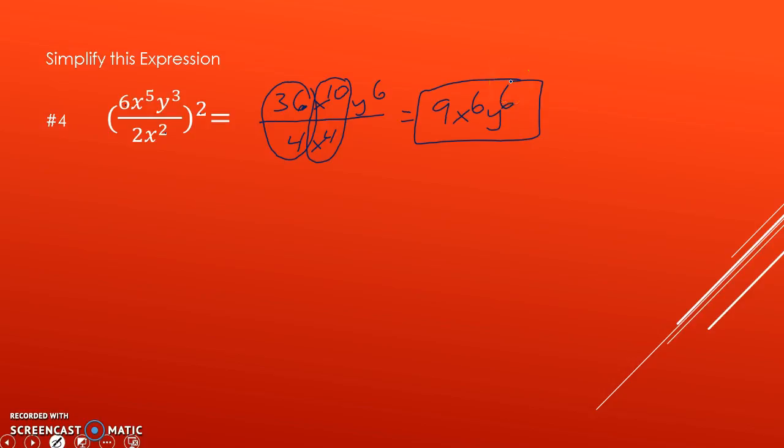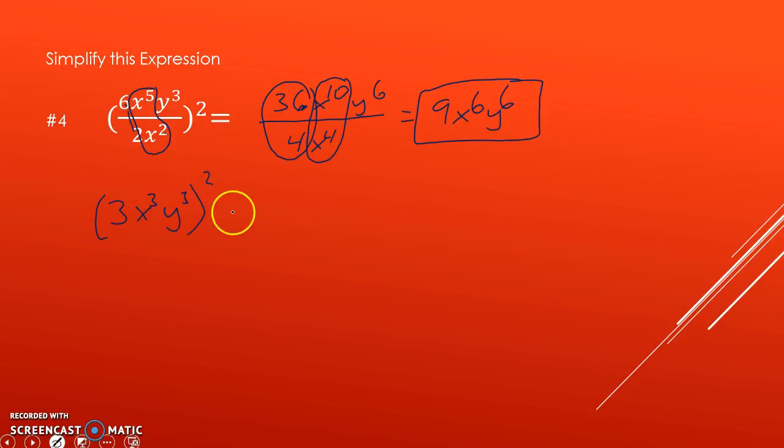Now, another way to do the same problem would be to simplify the fraction first. Like, for example, I have 6 over 2. Well, that's 3. I have x to the 5th over x to the 2nd. If I subtract 5 minus 2, that's x to the 3rd. And then I have the y to the 3rd. And I could take that whole thing and square it.